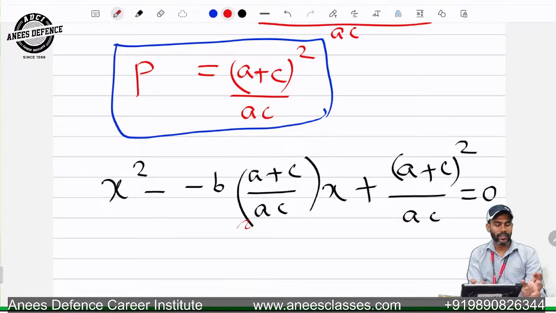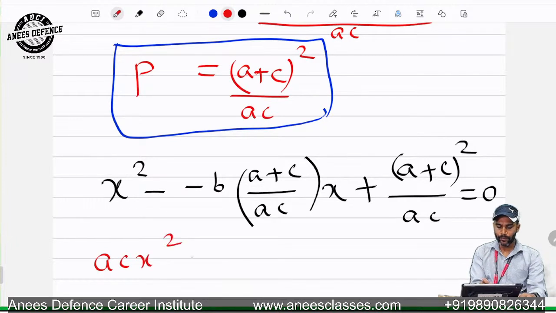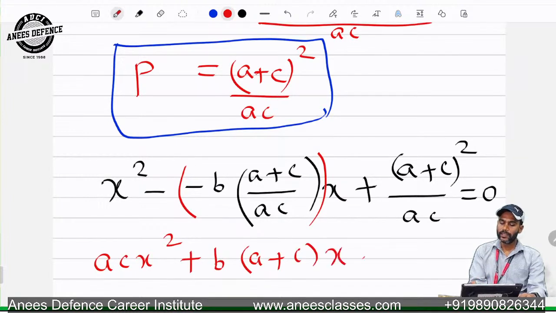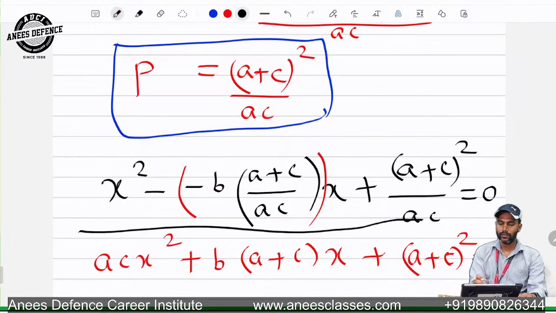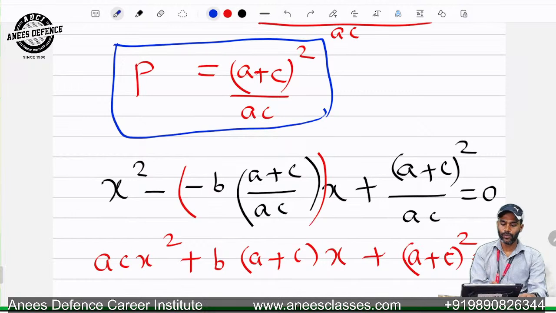Can we multiply by AC? Yes, sir, we can. So AC x square plus b times (a plus c) into x plus (a plus c) whole square, that is equal to 0. So this is the final result. Very standard result. I hope you understood.